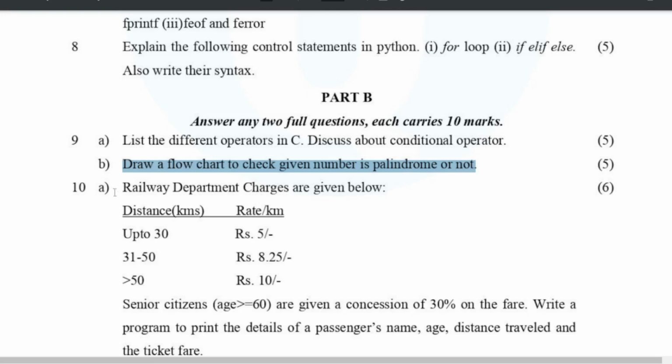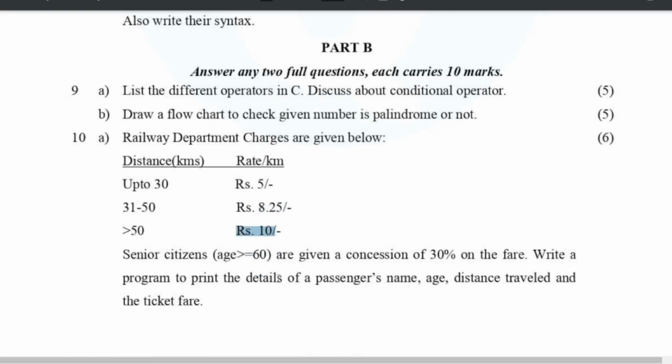Moving on to the next question. Question number 10a. Railway department charges are given below. Distance in kilometers: up to 30 kilometers, the rate per kilometer is rupees 5. 31 to 50 kilometers, the rate per kilometer is 8 rupees 25 paisa. Greater than 50 kilometers, the rate is 10 rupees.